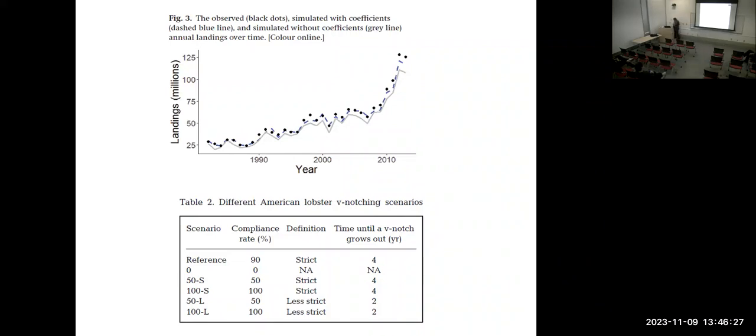If it's V-notched and has the V sign, you have to protect them. There's no wiggling room. The other one has a little bit of wiggling room. It's not 100% enforced.